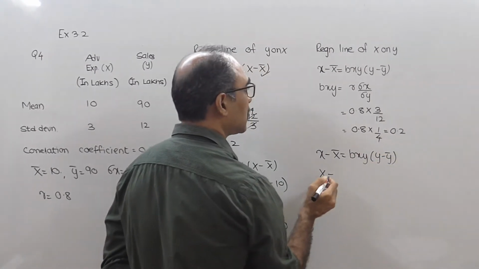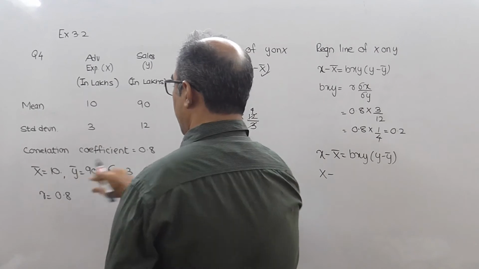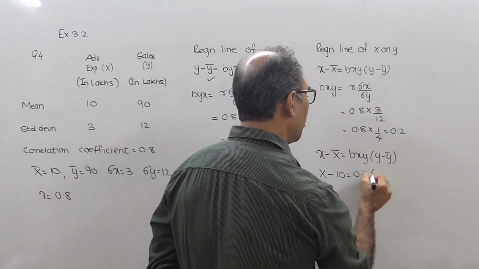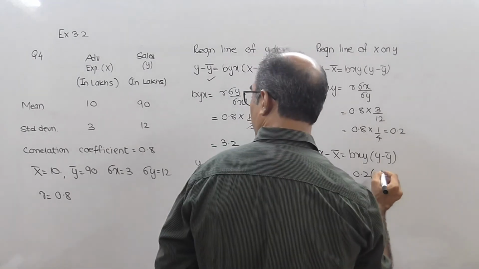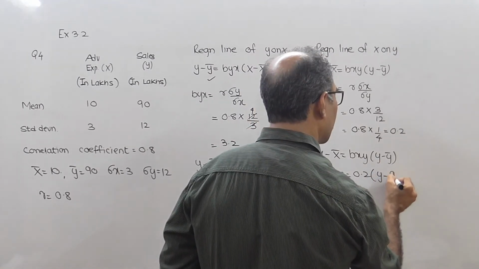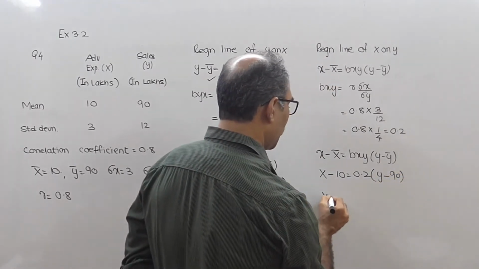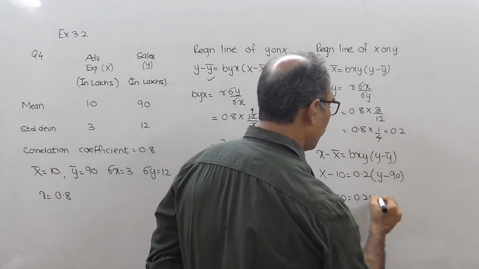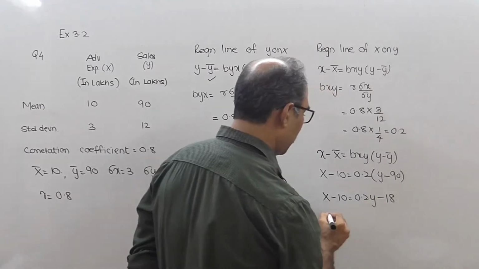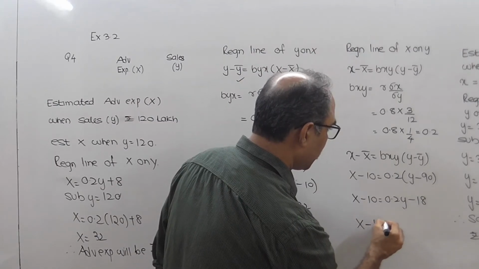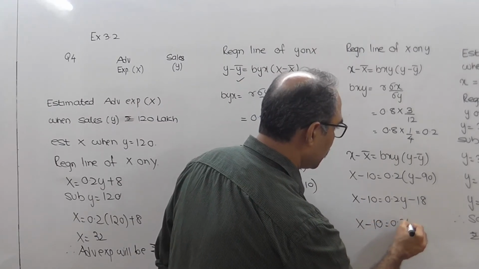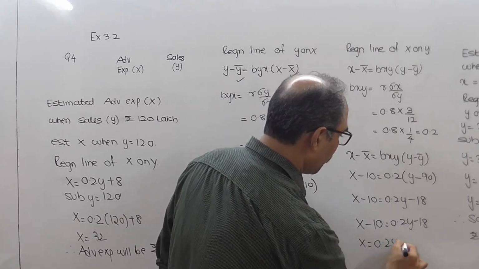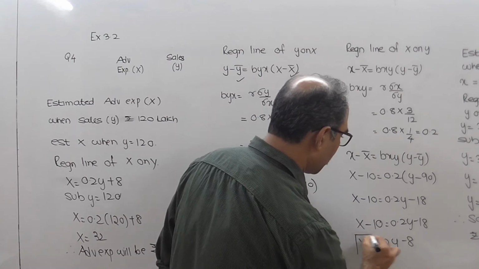So I will say that my equation is x minus x bar equals b x on y into y minus y bar. x minus 10 equals b x on y, 0.2, into y minus y bar, which is 90. So you get x minus 10 equal to 0.2y minus 18. So x equal to 0.2y minus 8.